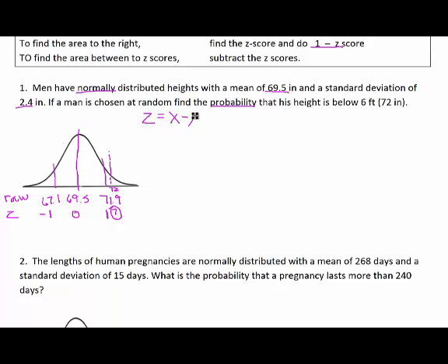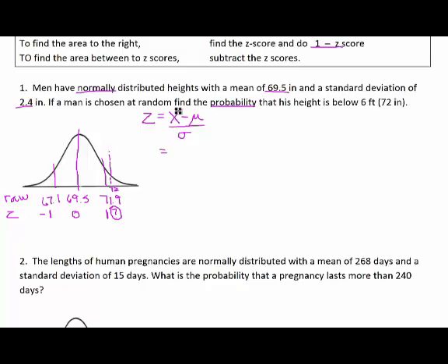Okay, so z equals x minus mu over standard deviation. Remember, this x is always what we're testing. So what we're testing is the 72 minus the mean, which is 69.5, divided by 2.4. When you crank that all out, you're going to get 1.04, because on the z table we just need 2 decimal places, that's all it goes. So we're going to look up 1.04.